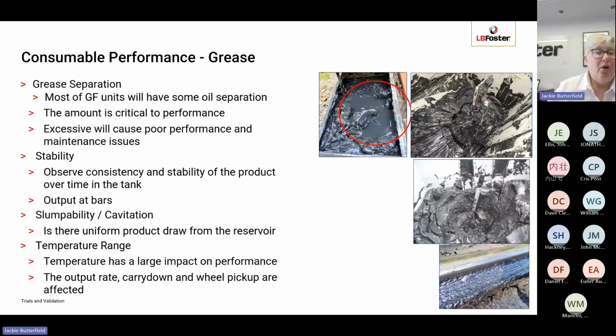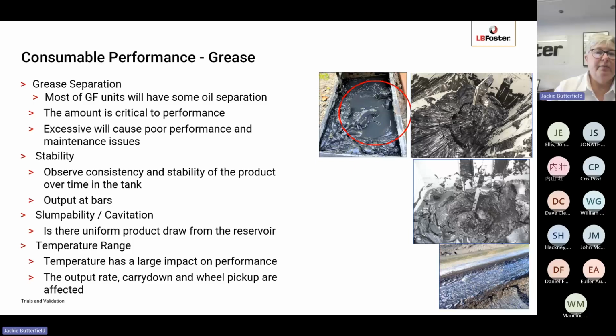The grease itself, also the performance is important in terms of grease separation. The grease is sat in a product tank. It could be over a long period of time, and most greases, most gauge face units will show some oil separation over time, but the amount is critical to the performance. So if you have a high amount of grease separation, this will affect your bar performance and will accelerate or exacerbate bar clogging. So it's important to monitor this. So you can see there's a picture here with a red circle. You can see that there's a high level of grease separation of the oil in that tank.